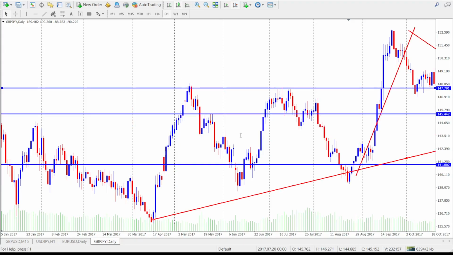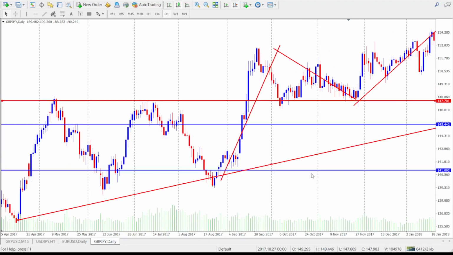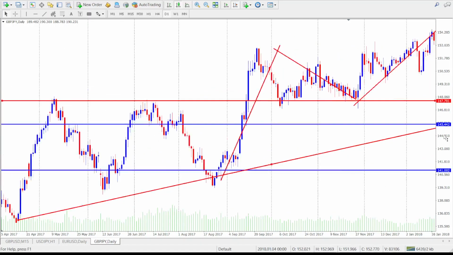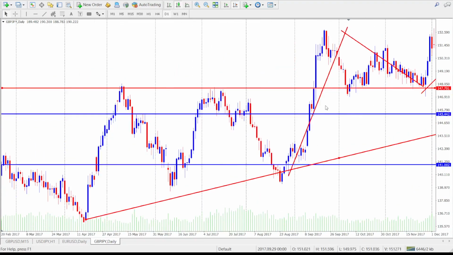I'm just going to change the color of this so that it can be easy to identify. All right, so we can see that we have something like that. An ascending triangle basically is when the price is making higher lows before breaking out to the upside. So we can see that we had higher lows here.